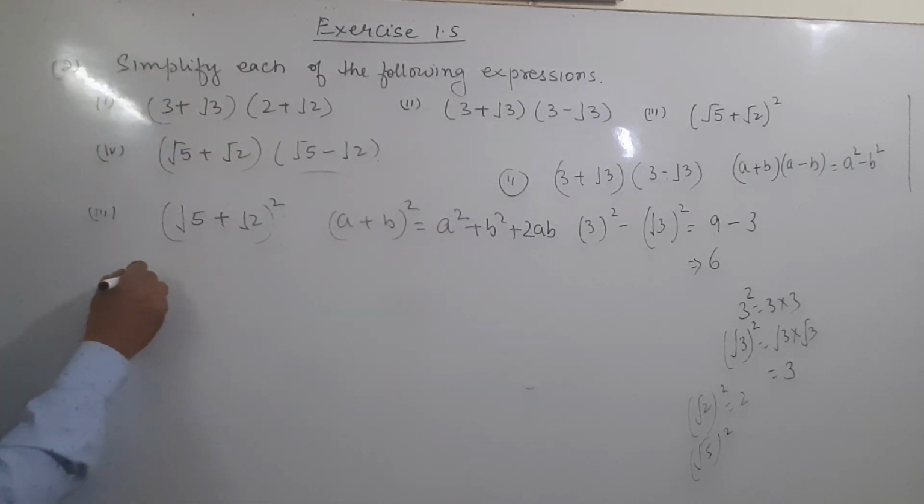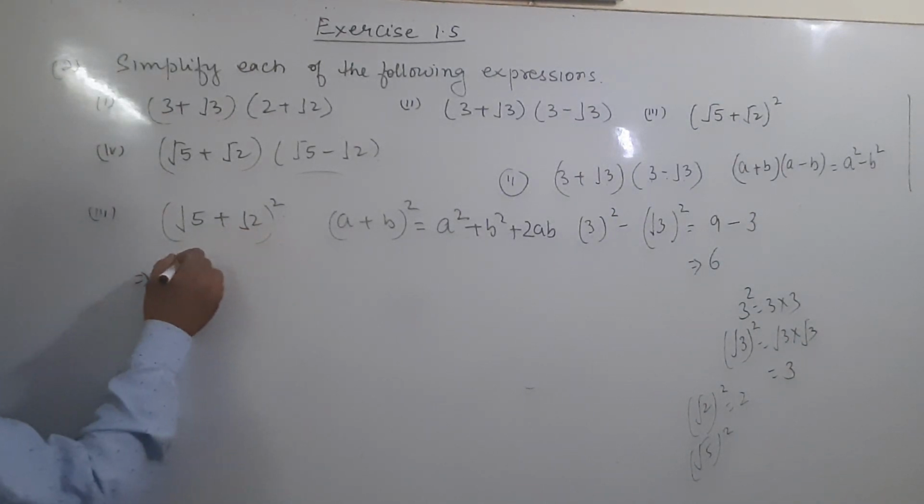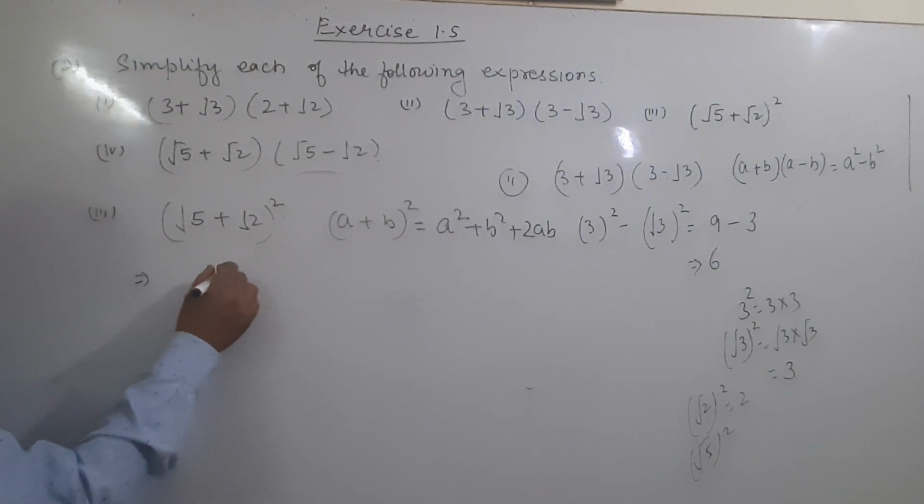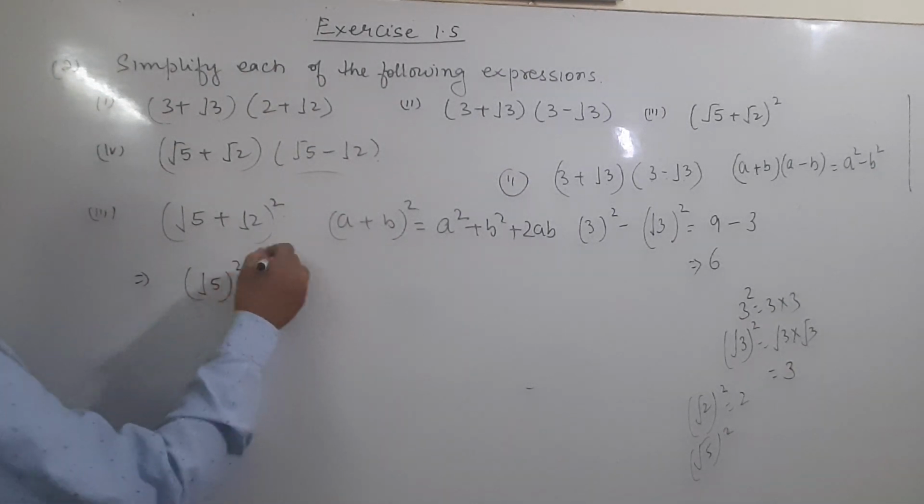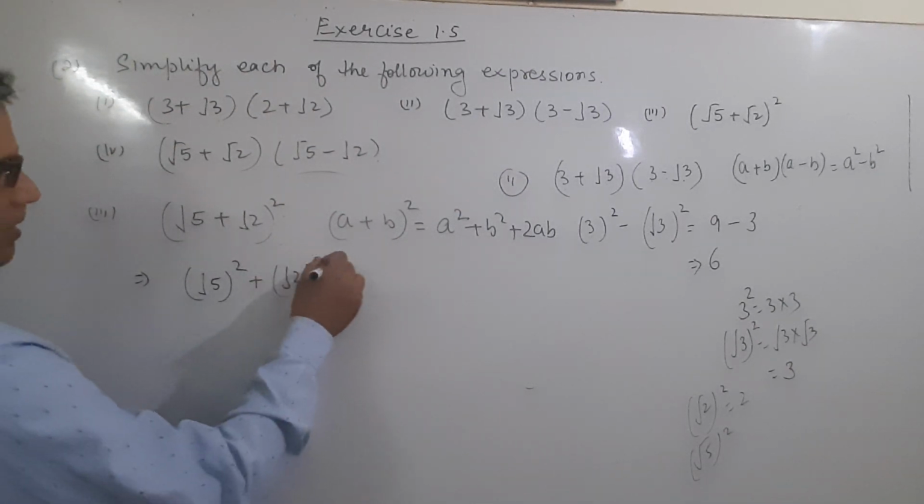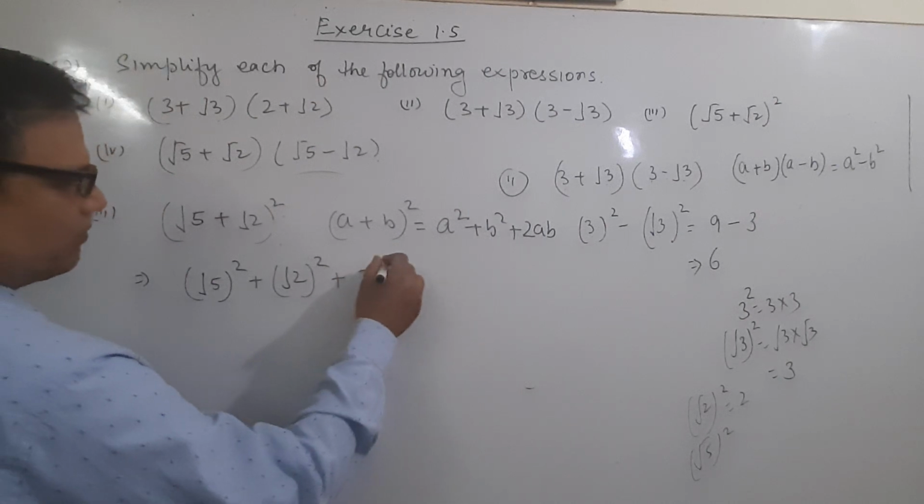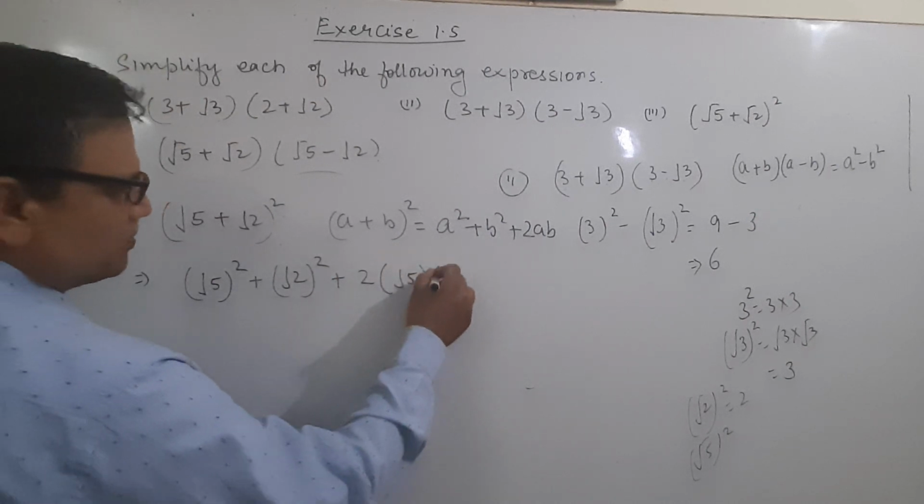What is a? Now answer it. Now you solve it yourself. You have to put the value. Now I think you have done it. (Root 5) whole square plus (root 2) whole square plus 2ab. What is a? Root 5. What is b? Root 2.